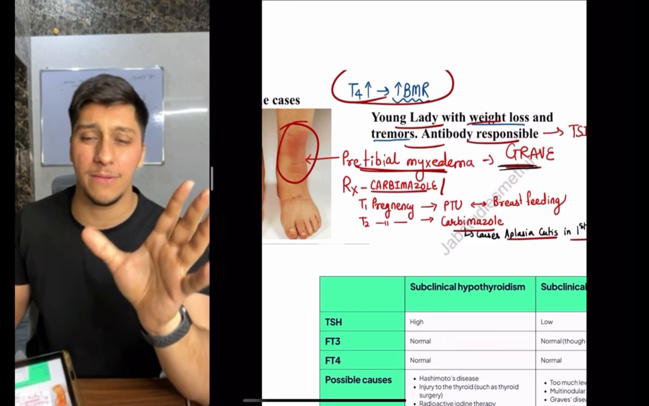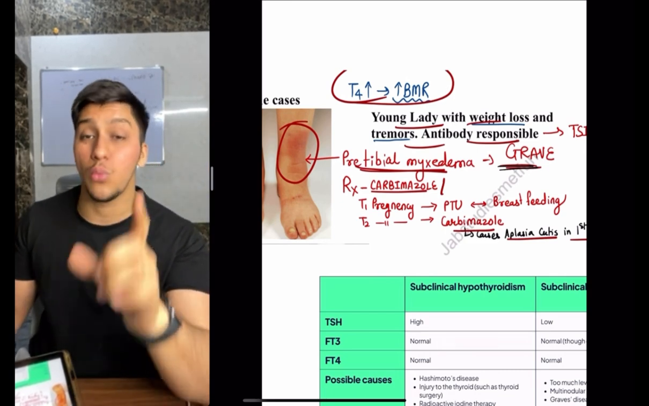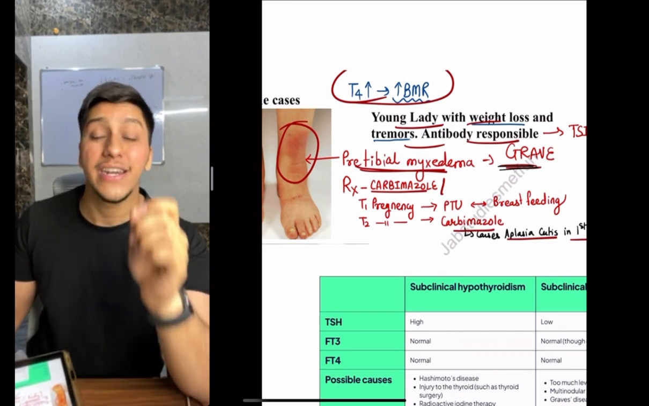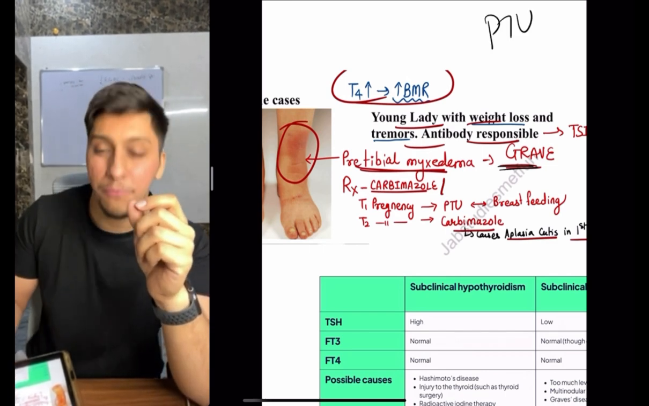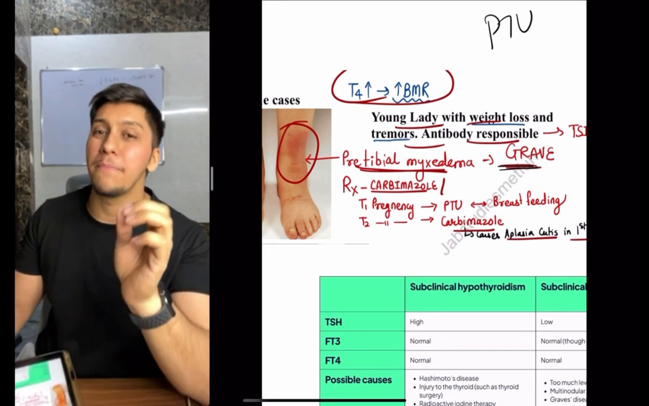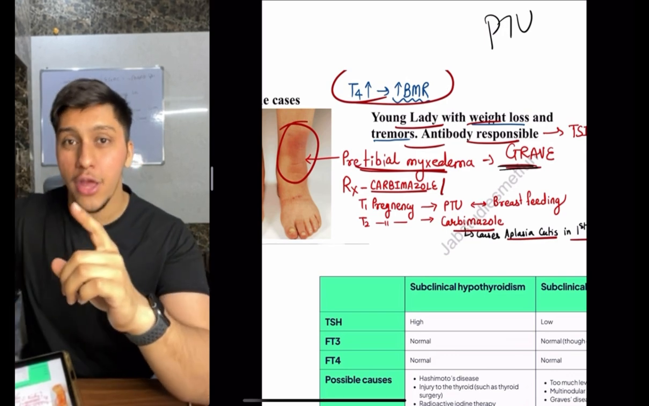Mainly prefer carbimazole. But a very important condition: if a patient is pregnant, and you're asked what the first trimester drug of choice is, that is going to be PTU. PTU stands for propylthiouracil. Why? Because carbimazole and methimazole in the first trimester cause a defect known as alopecia cutis.